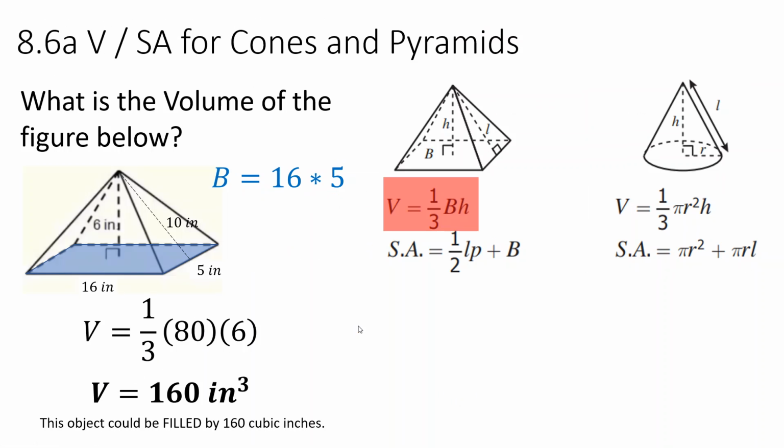Oh, this object could be filled by 160 cubic inches. So that means if you had a bunch of little inch by inch by inch ice cubes, you could put 160 of them into this pyramid.